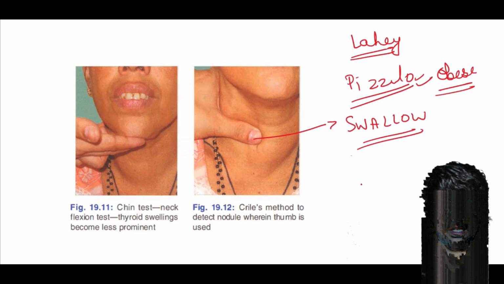Other method is Kocher's method. Compression on the lateral lobes produces stridor that may indicate the tracheal swelling. And it is seen in conditions like multinodular goiter or carcinoma.